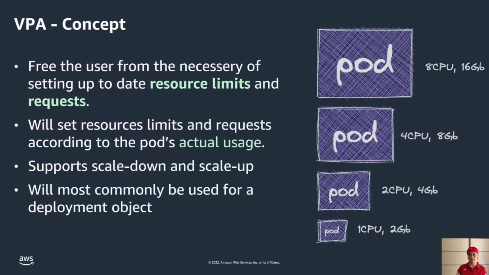With vertical scaling, as it suggests, you add capacity to the same resource. So the Kubernetes VPA automatically adjusts the CPU and memory reservation for your pods to help right-size your application.